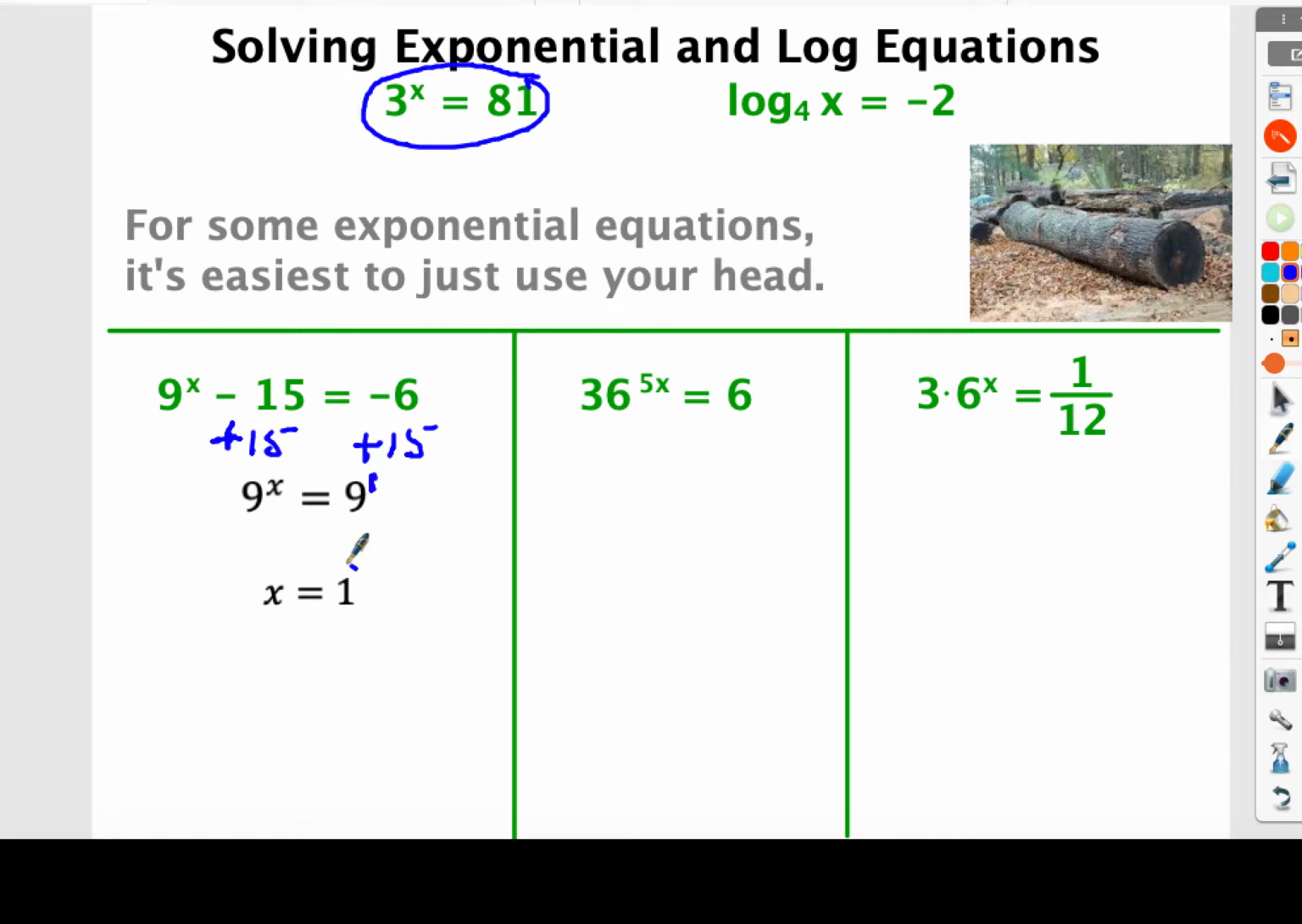And that would just make sense in that problem. You could double check it at the beginning: 9 to the first would be 9, minus 15 is -6. And again, that works. That's what we wanted to have. So let's use that same idea on the next one.